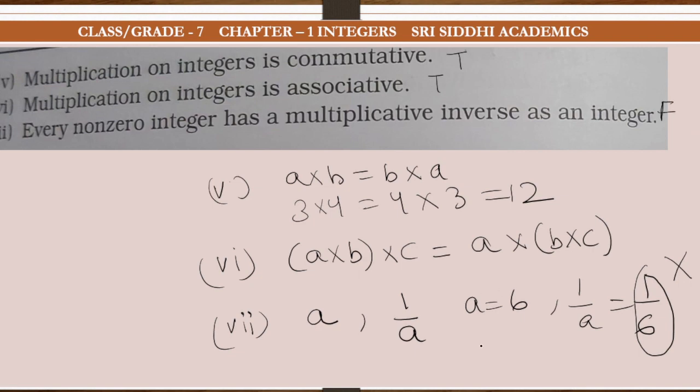And one more thing that I forgot to add: last time, when I was explaining bit 4, I told you that integer a should be non-zero, because if a is 0, then the reciprocal of 0 will be undefined, right? That is why we are always saying non-zero integer. Every non-zero integer has a multiplicative inverse as an integer, which is not true. It's false. It is a fraction or decimal, but not an integer.